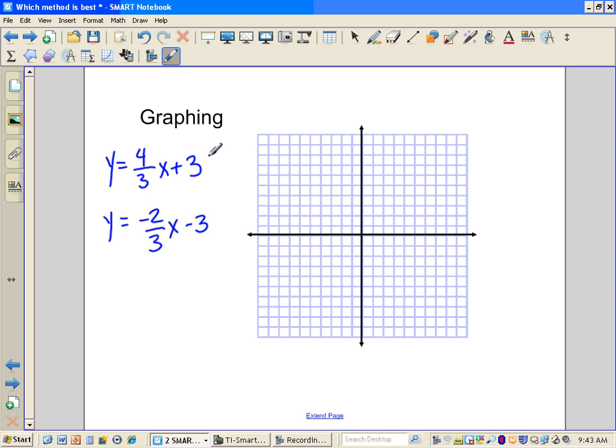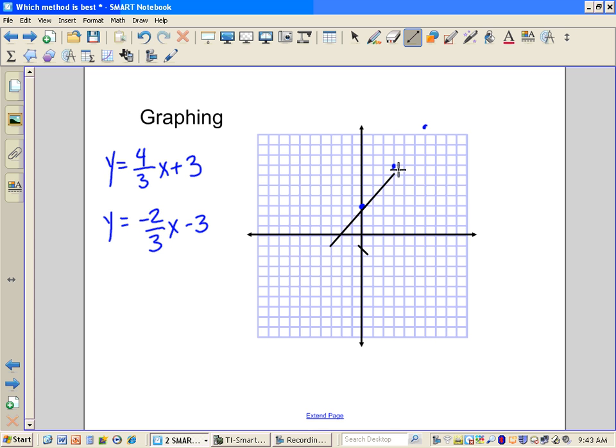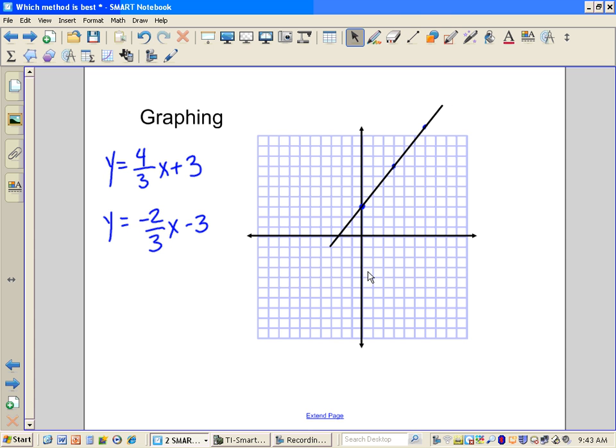So if you take the first equation, you're going to start at +3 on the y-axis, the y-intercept. 1, 2, 3, put a point. And the slope is 4/3, so from there you're going to go up 4 and over 3. 1, 2, 3, 4, 1, 2, 3, put a point. We're off the page, but we're going to put a point. I'm going to grab a line and start here. It's going to be something like this. Look at that.